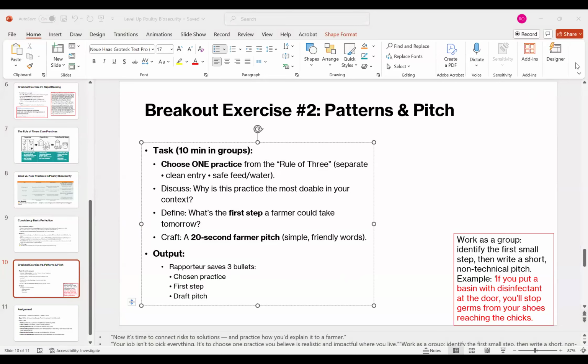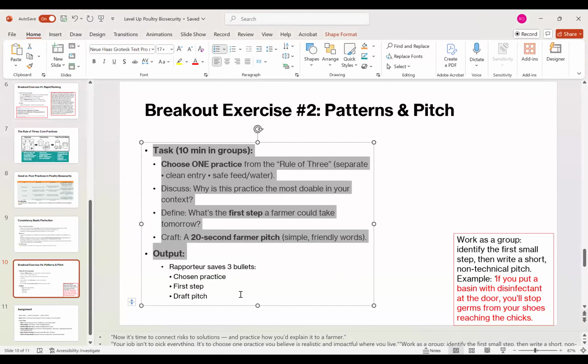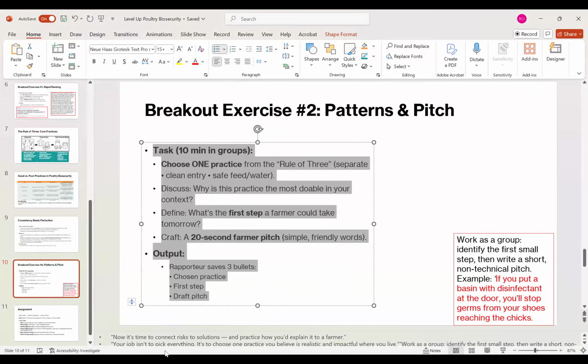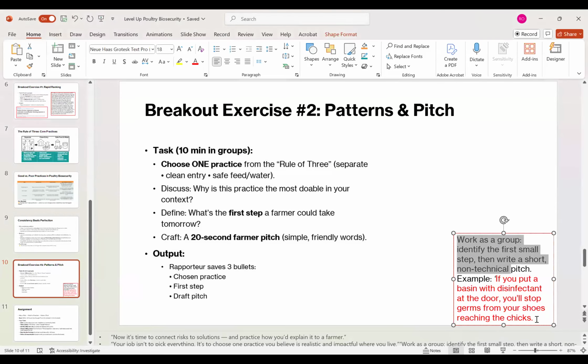So you have to choose one practice from the rule of 3, and the rule of 3 are, I'm checking them down, the cleaning, separating, and so on. When we pick one of these 3, we should discuss why this practice is the most doable in your context, according to you, and define what the first step the farmer could take immediately or tomorrow. So we're expecting you to do this in the next 5 minutes.